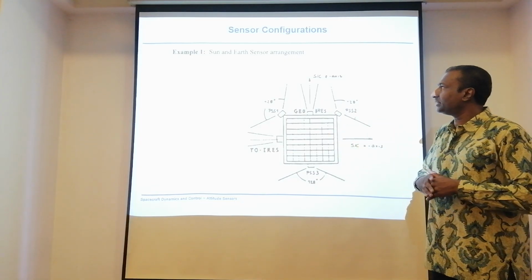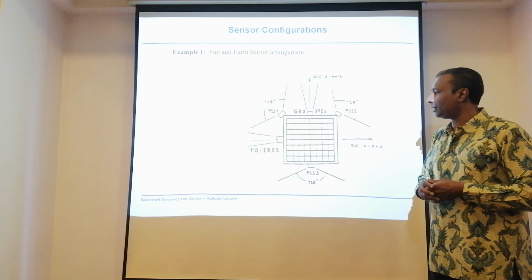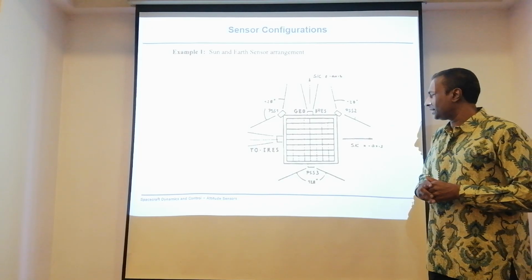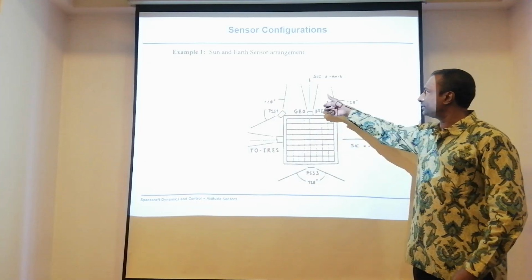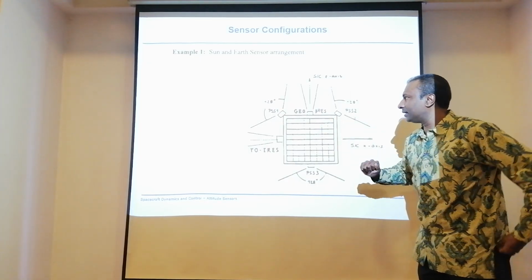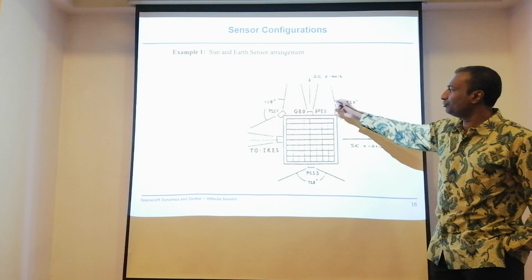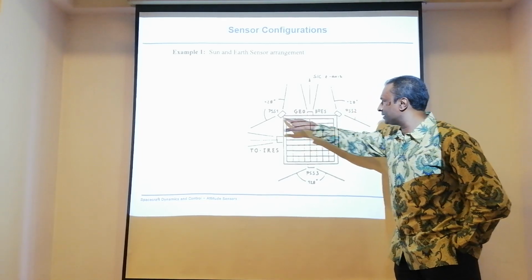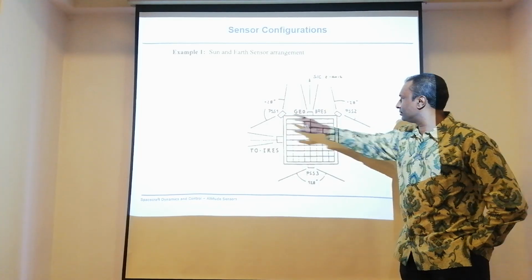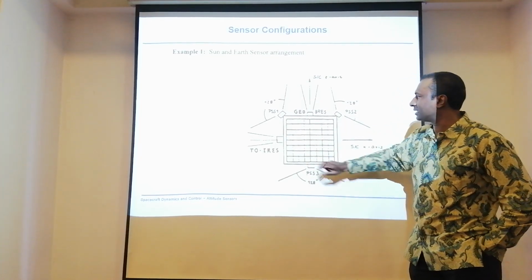Now we are looking at the sun sensors and the earth sensors. So how am I going to actually do this? These are the typical ones. Assume that this is my X direction, this is my Z direction. Sun sensors. What am I going to do? I have here, for example, 3 sun sensors: 1, 2, and 3.